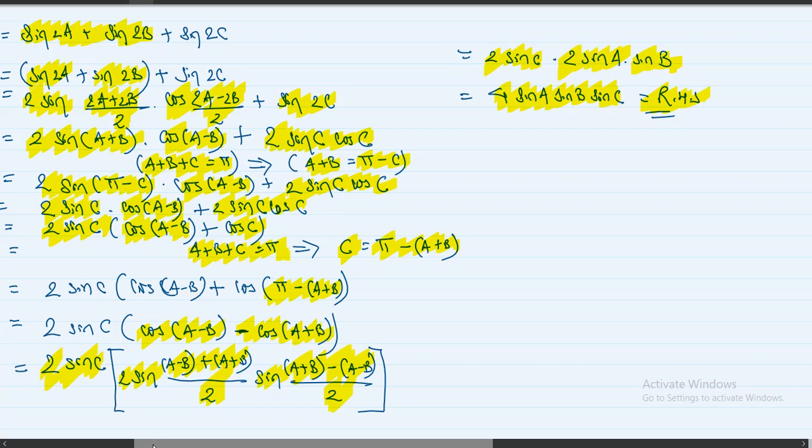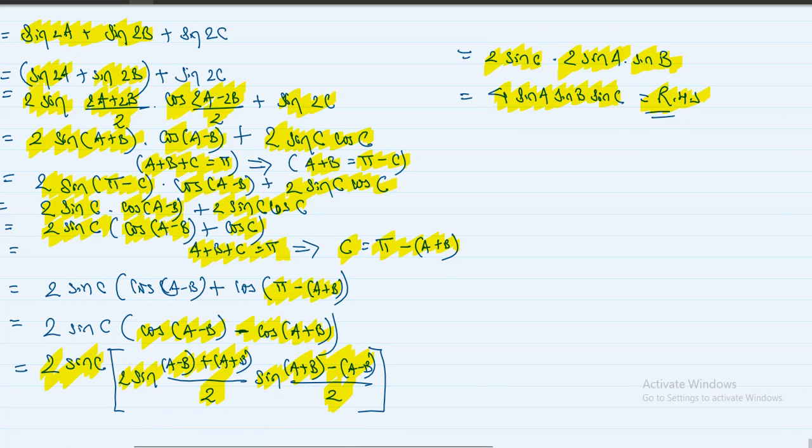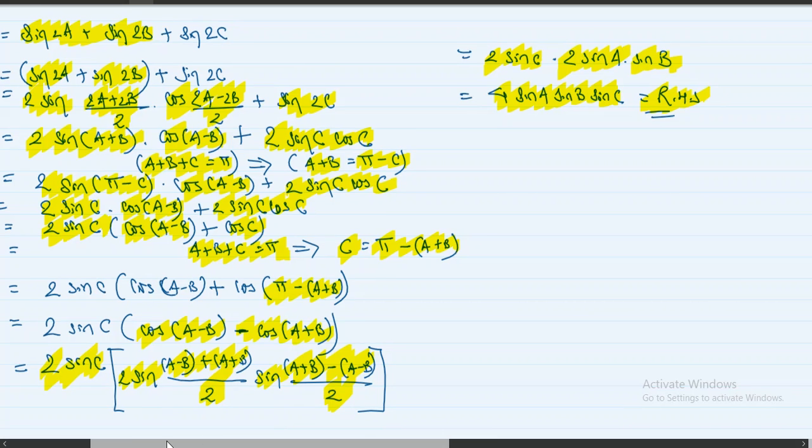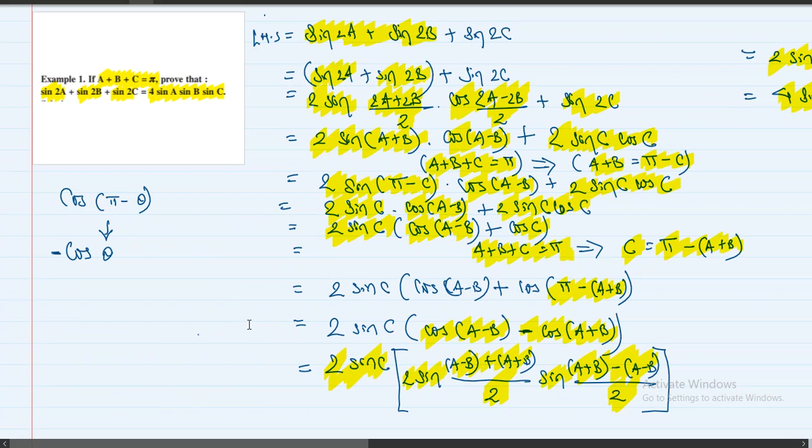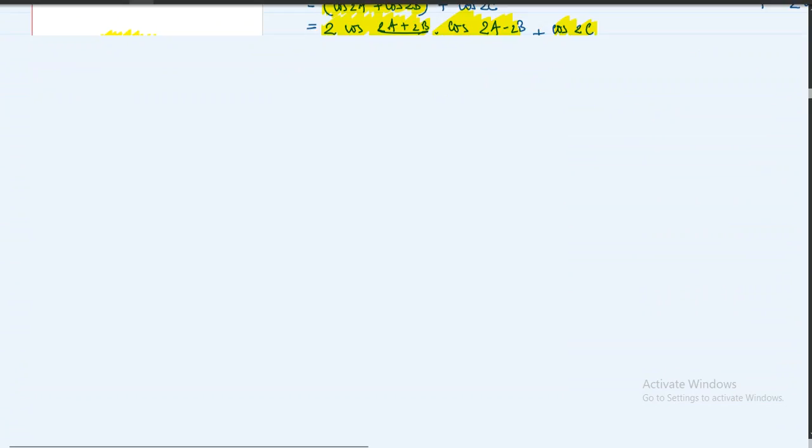So you can pause the video, note it down, or you can solve it yourself after understanding. That will be better. Don't just copy it. Solve it. After watching this part, please solve it. Okay, so moving on to the next question.